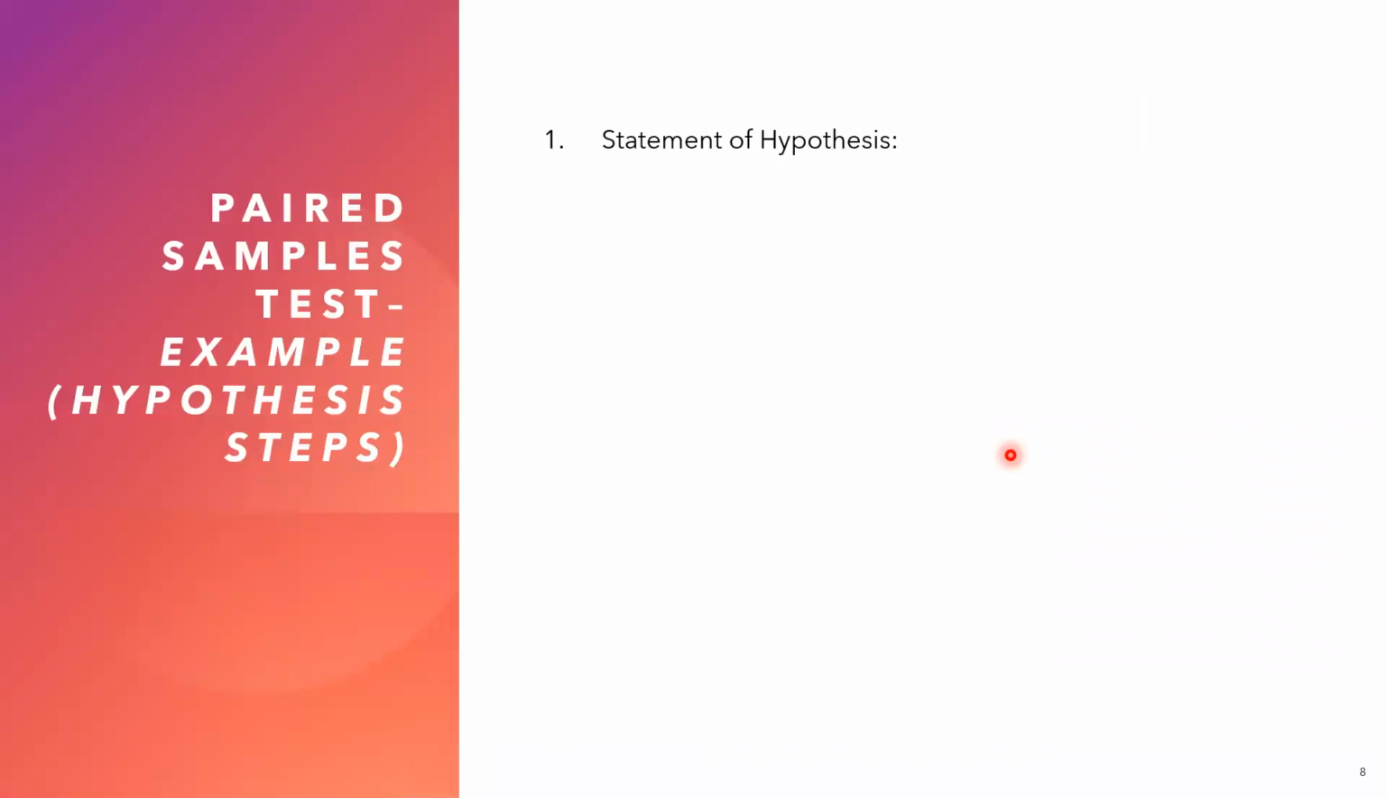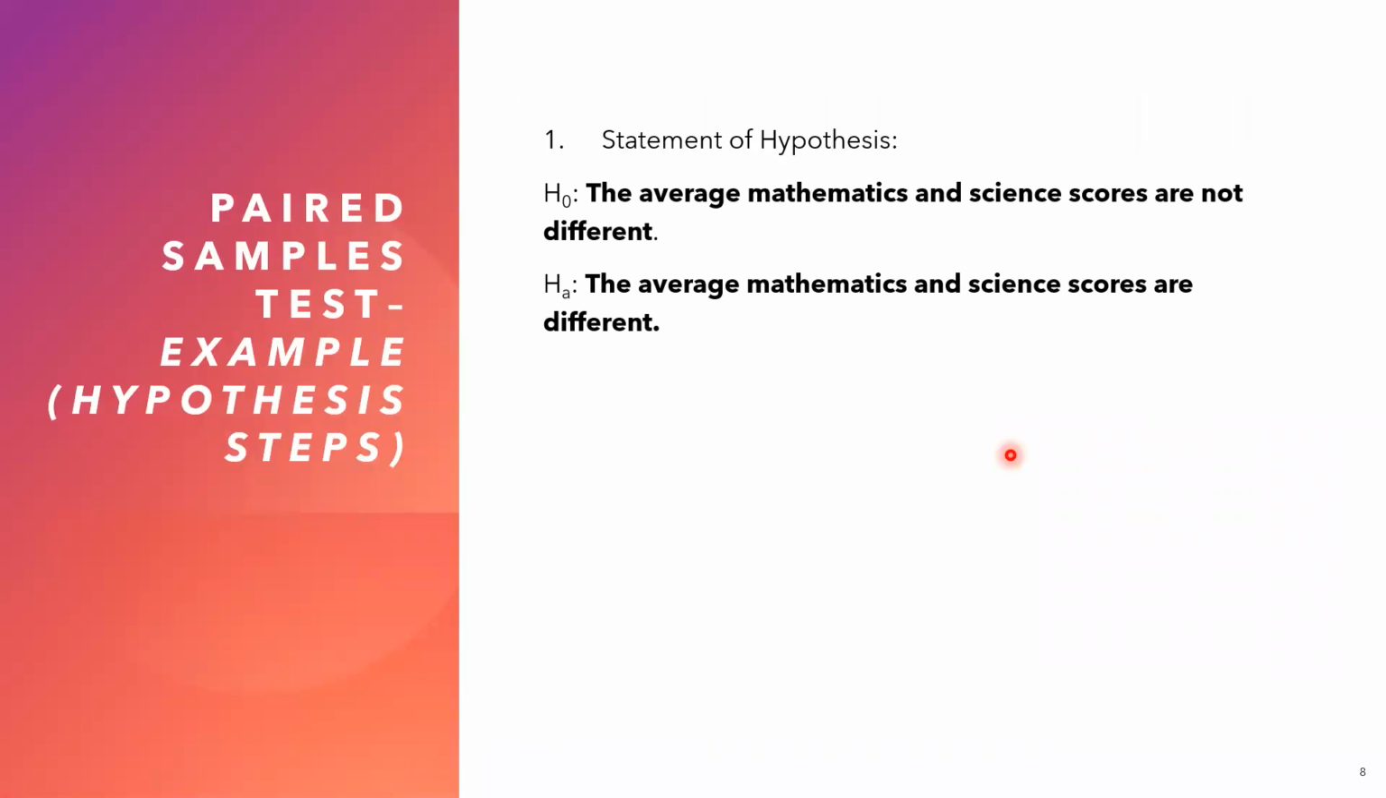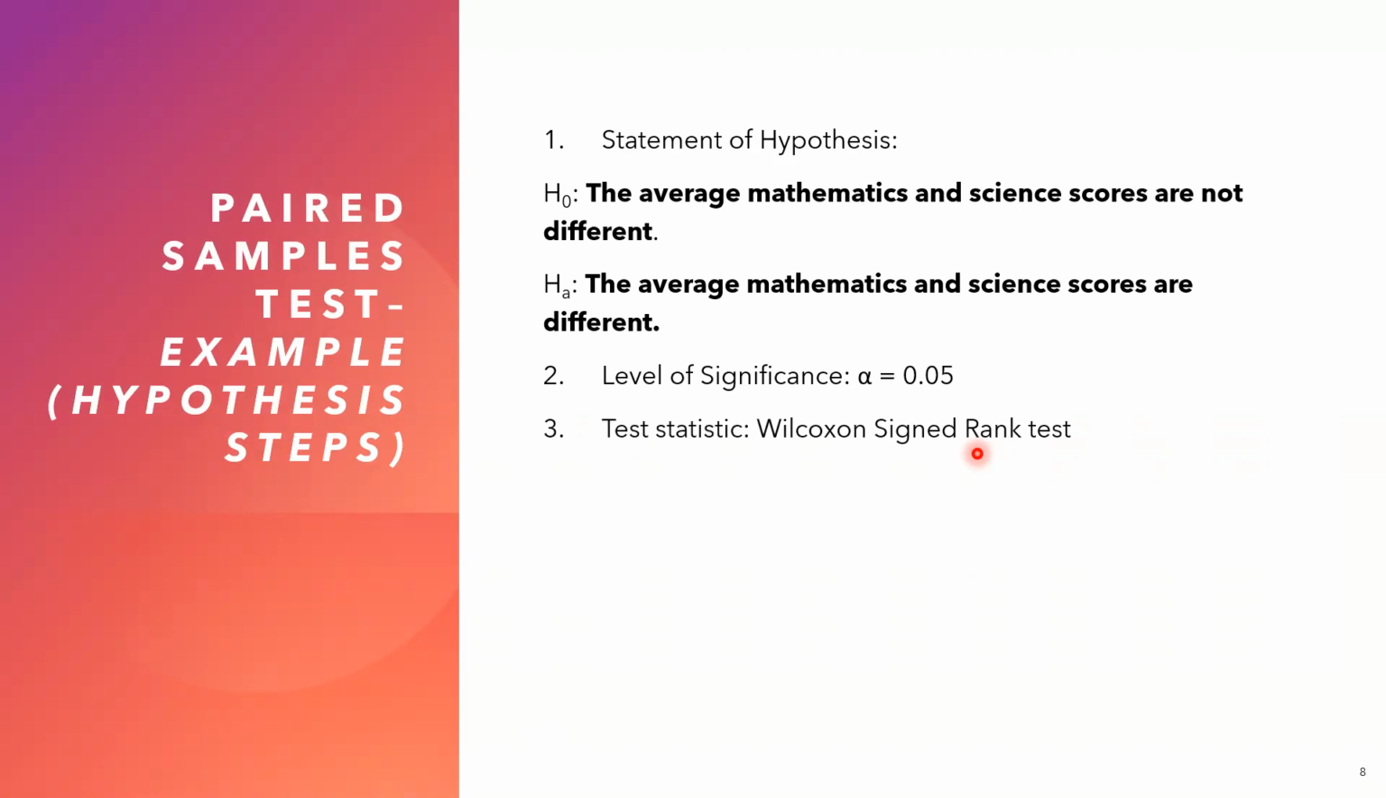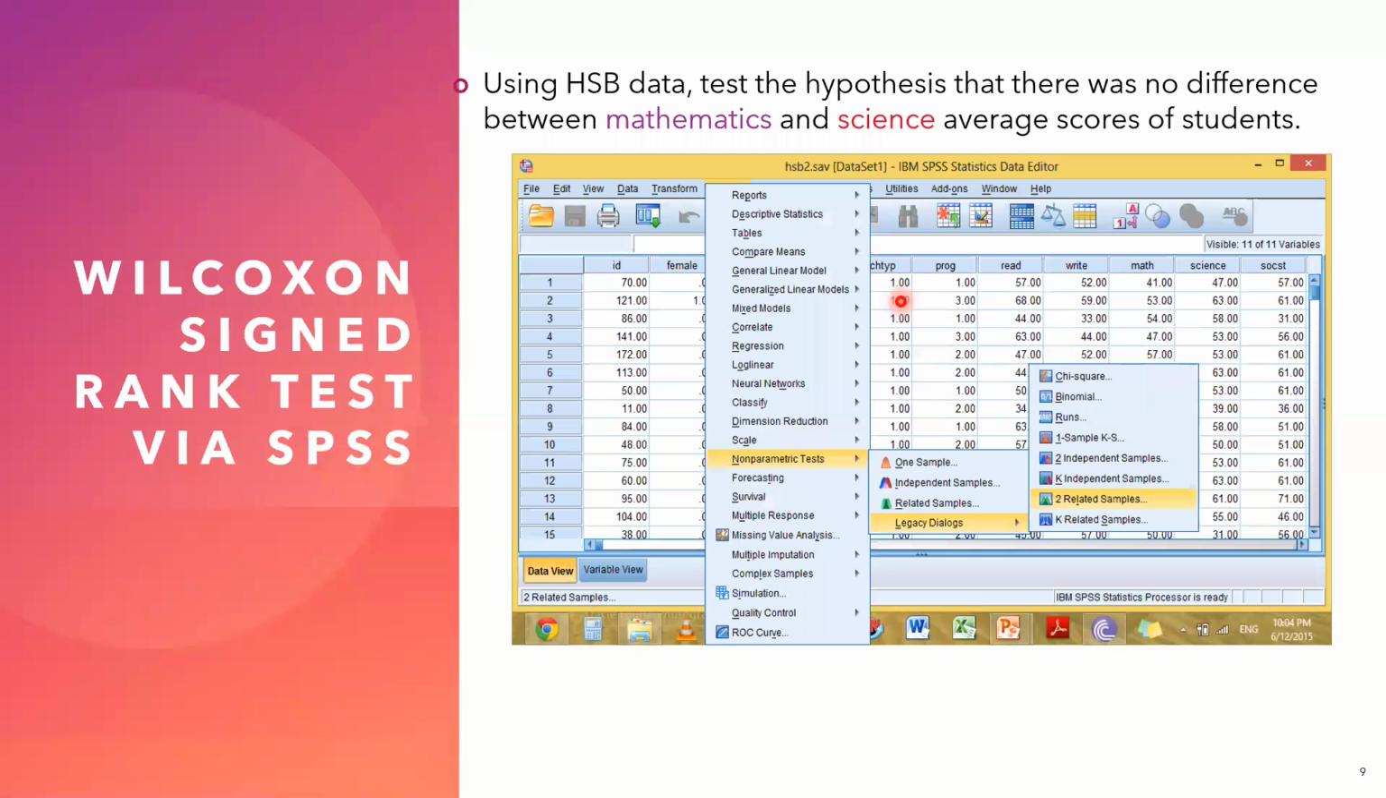To go for the Wilcoxon signed rank test on our example, first we have to formulate the null and alternative hypotheses. So we have the null hypothesis: the average mathematics and science scores are not different, and the alternative hypothesis: the average mathematics and science scores are different. Step number 2, alpha is equal to 0.05, which is the level of significance. The test we are going to do is the Wilcoxon signed rank test because the math and science scores did not follow a normal distribution. The rejection region is: reject the null hypothesis if the p-value is less than alpha. The computation is going to be in the next slide.